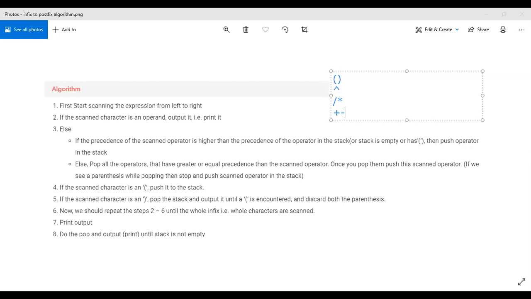For example, if any expression is there, first the values in the brackets will be executed. Next, the exponent part of the expression will be executed. Next, slash and star operators will be executed. Next, plus and minus operators will be executed. Okay.